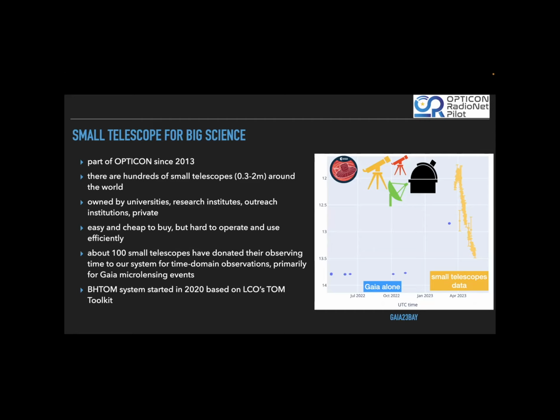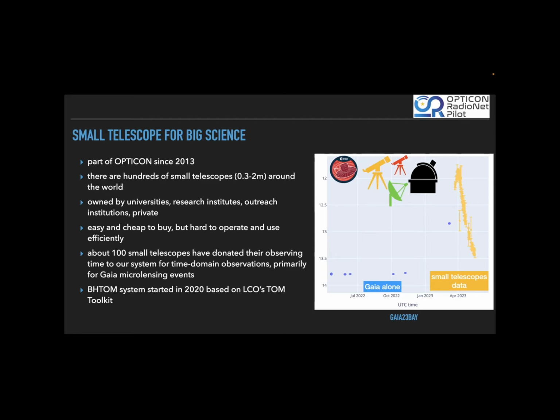The idea comes from the fact that we realized that there are hundreds of small telescopes. Let's say I define small as from 0.3 to 2 meters, but this can be extended both ways. They're scattered around the world, and they're owned by universities, research institutes, outreach institutions, also private owners. These days, telescopes are easy and cheap to buy, but they're hard to operate and use efficiently. I think you agree with that.